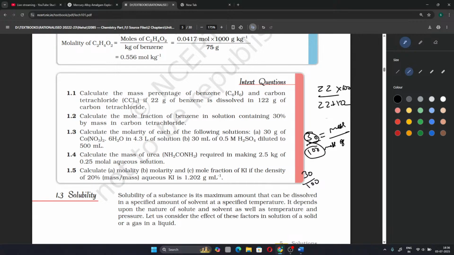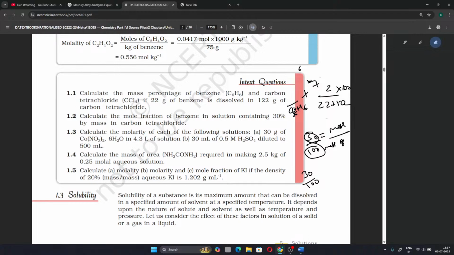Then we find the number of moles of benzene, taking the mass of solution to be 100 and the mass of benzene to be 30 grams. That is 30 by the molecular mass of benzene, C6H6, plus 70 by the molecular mass of carbon tetrachloride, CCl4. That is how you solve this question.